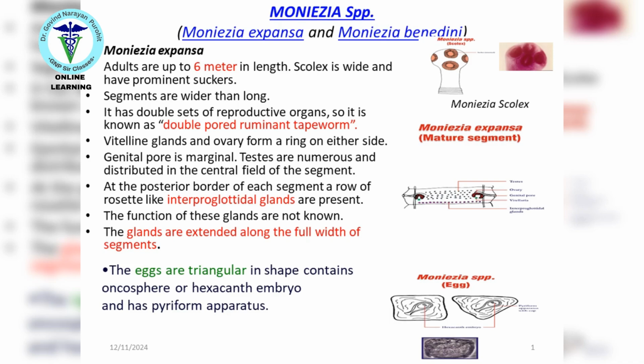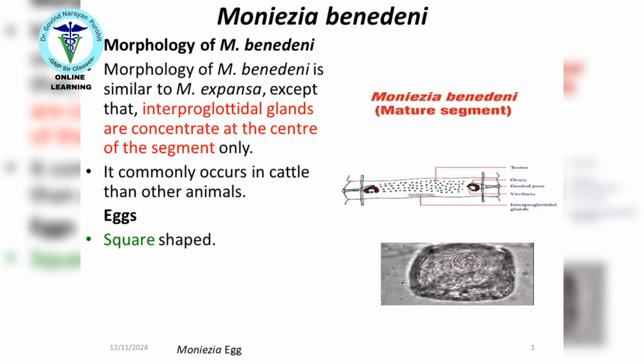The vitelline glands form a ring on either side, and the genital pore is marginal. Eggs are triangular and contain an oncosphere or hexacanth embryo with a pyriform apparatus. Moniezia benedeni has a morphology similar to Moniezia expansa, but the interproglottidal glands are concentrated at the center of the segment. It commonly occurs in cattle and has square-shaped eggs.